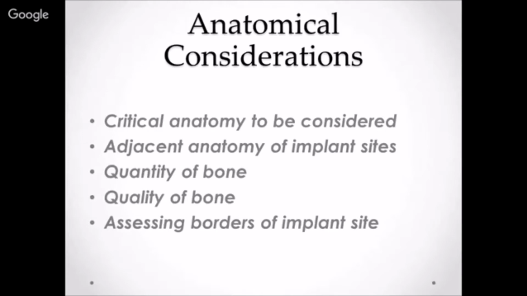Okay, so adjacent anatomy of implant sites is also to be considered. Now, by adjacent anatomy, what do I mean? You might have a single implant site, but the anatomy of the tooth next to it, the anatomy of the crestal ridge around it, or even a pathology sitting next to the implant site is also to be considered when it comes to CBCT and implant analysis. Quantity of bone, just as it's written out there, means the amount of bone that is present at the implant site.